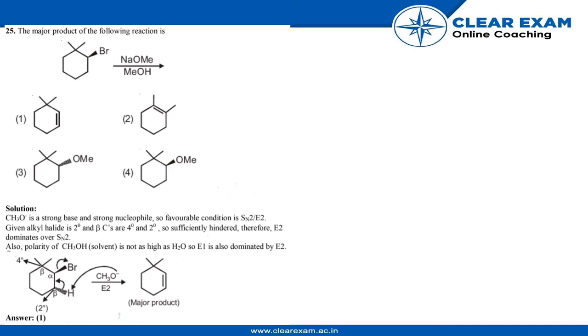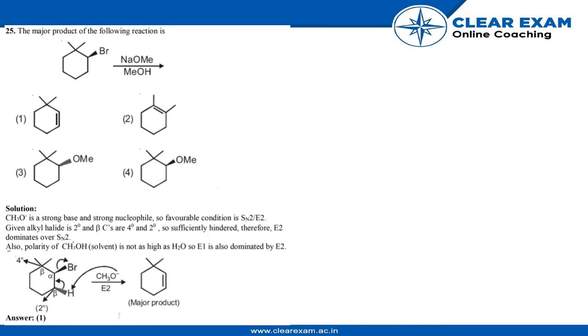So we know that CH3O- is a strong base and strong nucleophile. So favorable condition is SN2 or E2. Given alkyl halide is 2°, and the beta carbons are 3° and 2°, so it is sufficiently hindered, therefore E2 dominates over SN2. Also, the polarity of CH3OH solvent is not as high as H2O, so E1 is also dominated by E2.